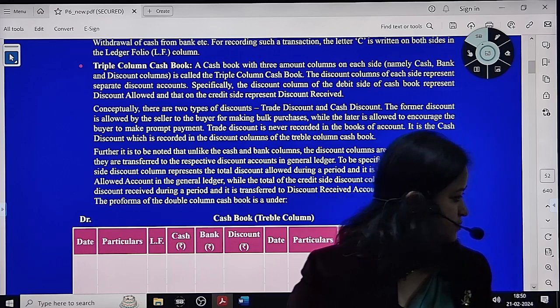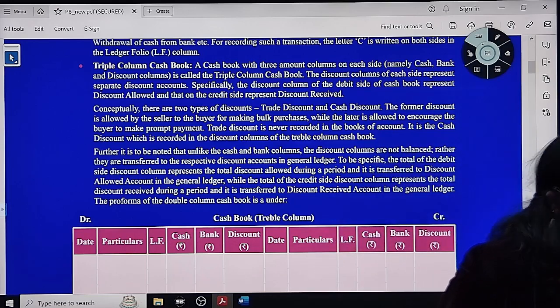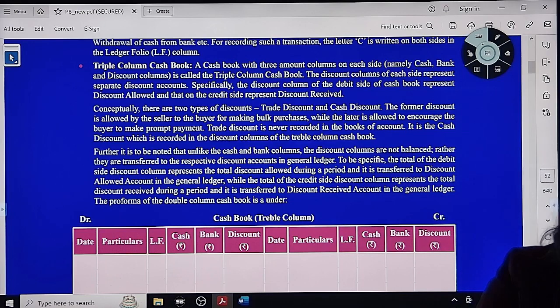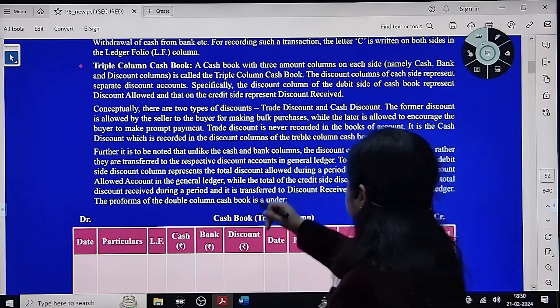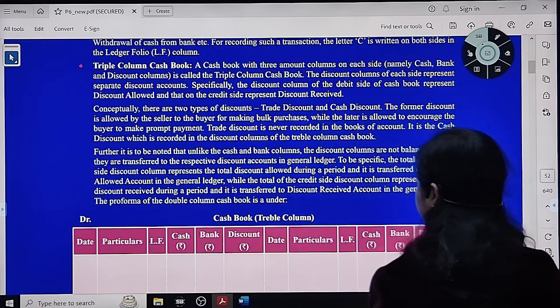Understood, everyone? Everyone is going through? Yes, ma'am. Fine. Here also there is a printing mistake in triple. Here it's written treble.